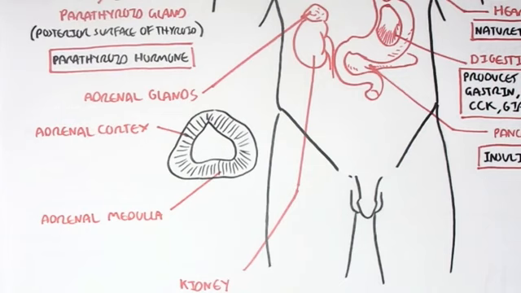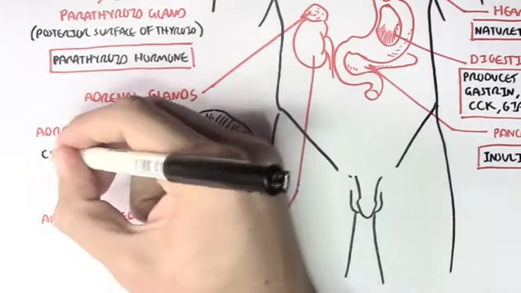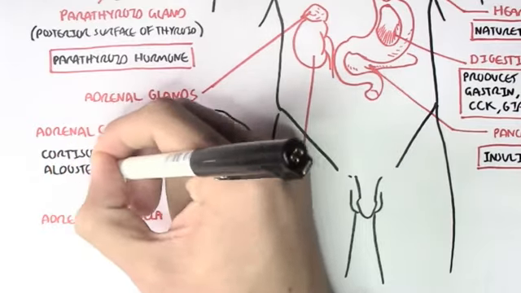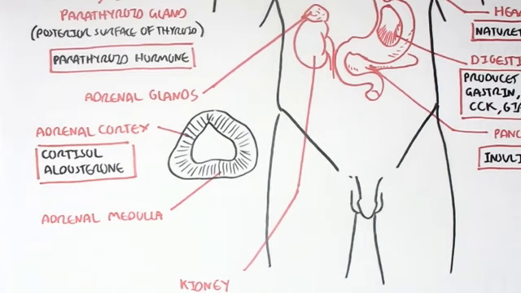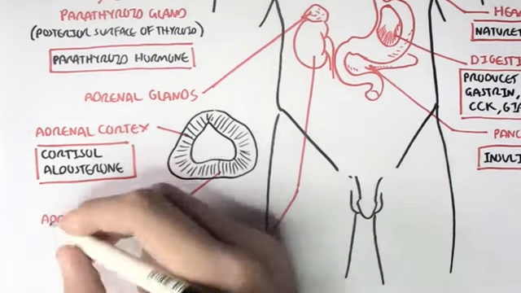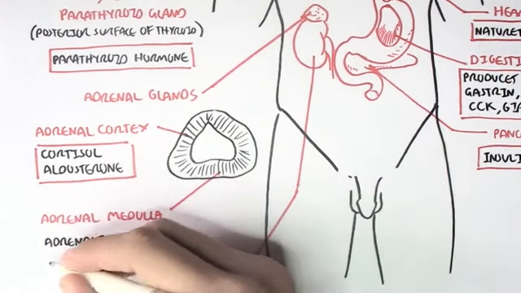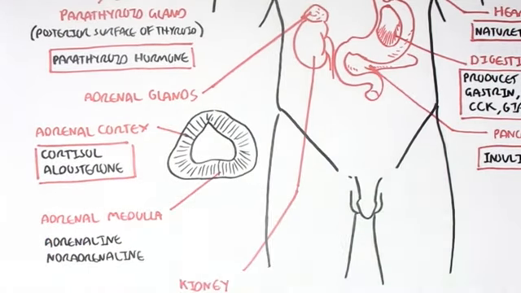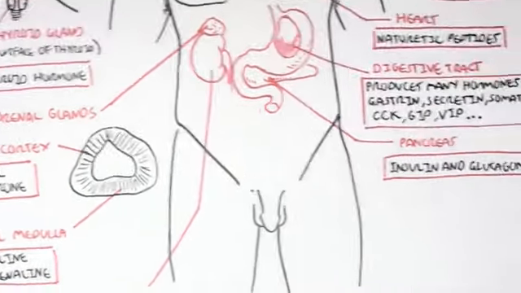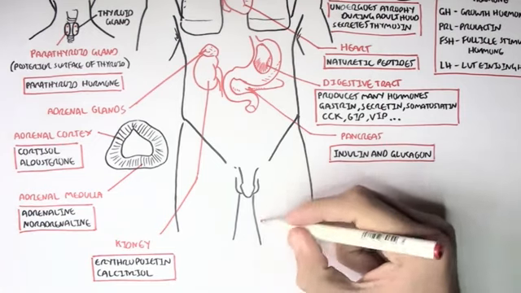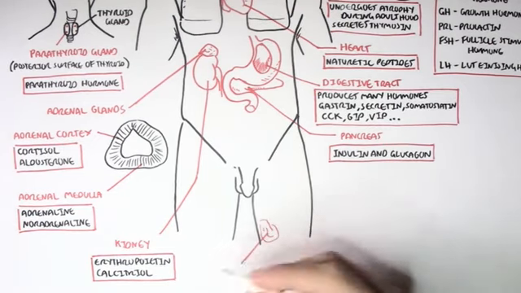Anyway, the adrenal cortex secretes cortisol and aldosterone. Cortisol is essentially for stress, and aldosterone is to promote sodium reabsorption as well as potassium secretion in the kidneys. And then we have the adrenal medulla, which secretes adrenaline and noradrenaline, also known as epinephrine and norepinephrine in America. These hormones are important in the fight or flight response as well as the rest and digest response.